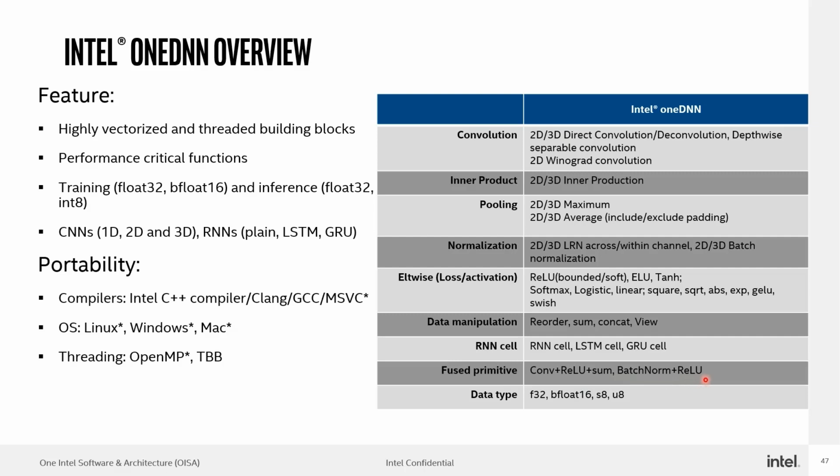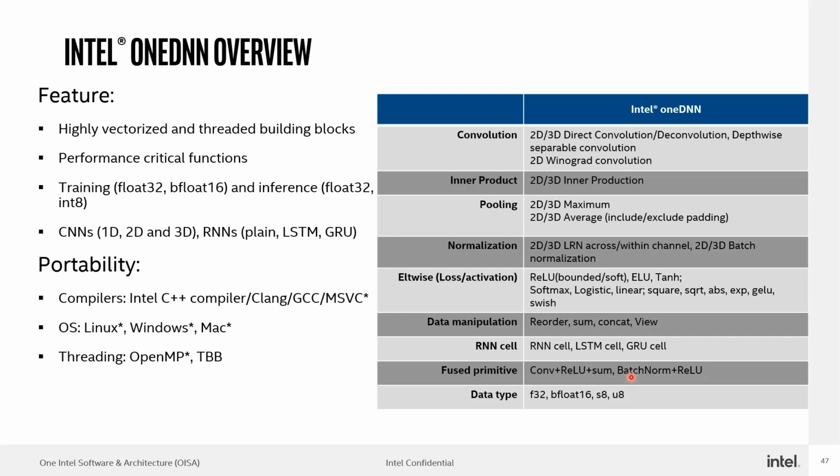normalization followed by ReLU. oneDNN fuses these patterns into one single operator, which raises the performance. For the data types that oneDNN supports, if we are doing training, then we support float 32 and bfloat16. For inference work, we support float 32 and int8.